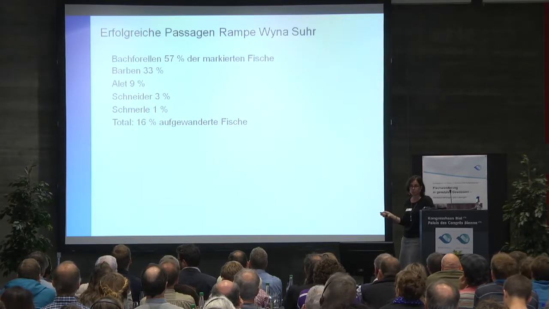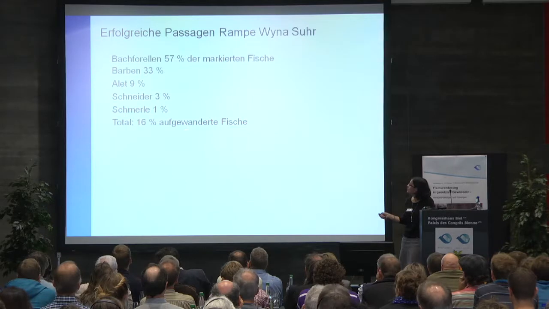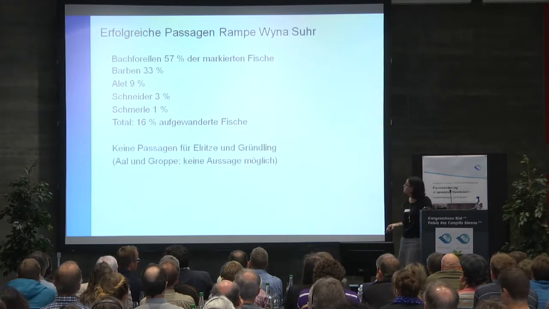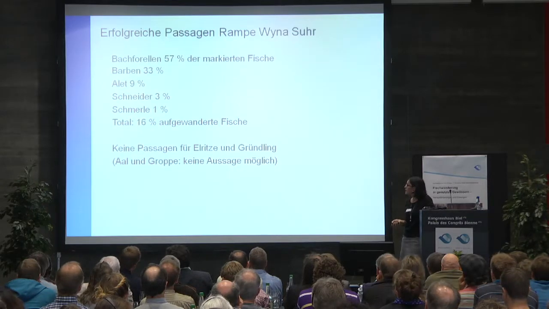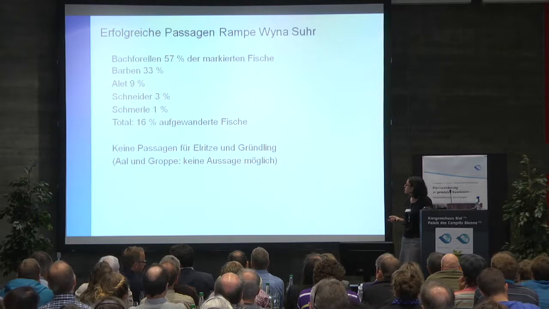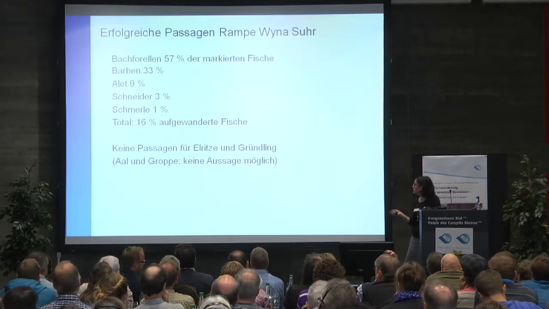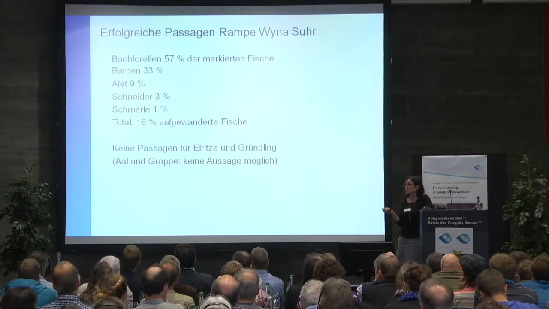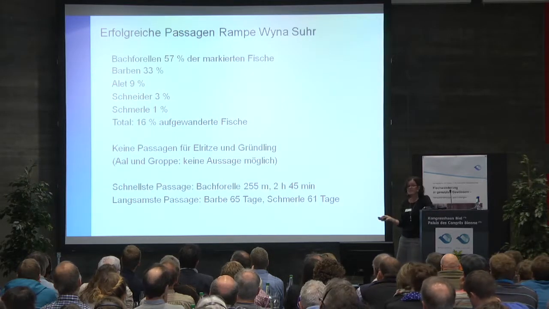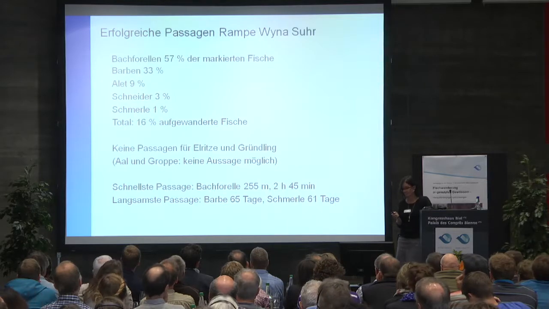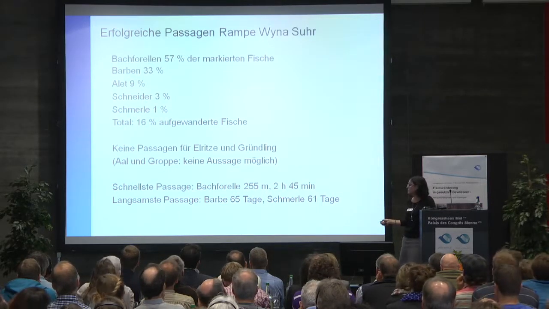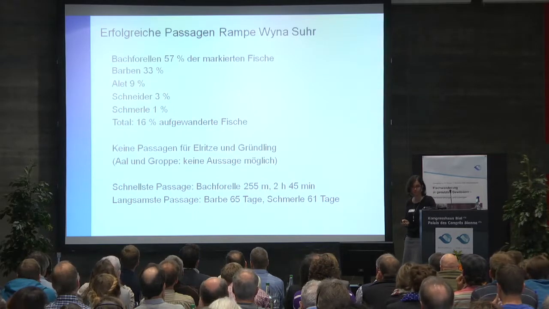Once again, the figures with the different fish. The trout, about 60%, found above the ramp, and here you see the percentages for the other fish, such as barbel and grayling. There was no passage found for some fish. Eel, we can't say anything, and for bullhead it was also not possible to say anything because the number wasn't high enough.